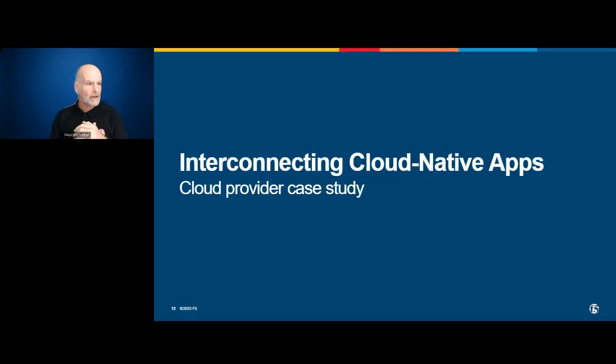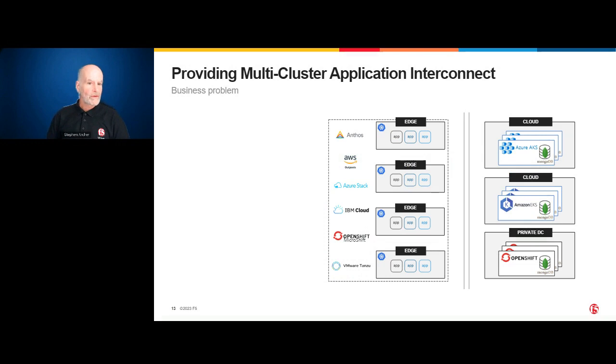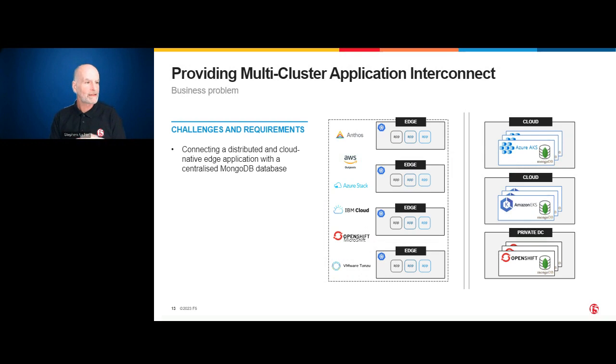So the next case study is actually a public cloud provider. And this solution really allowed them to interconnect cloud native applications across the cloud and edge locations. So the business problem was that they needed to connect a distributed and cloud native edge application with a centralized MongoDB database. Now, this is an example, right? The actual use case was applicable by this cloud provider to all of their customers. And this is one example that kind of illustrates the case.